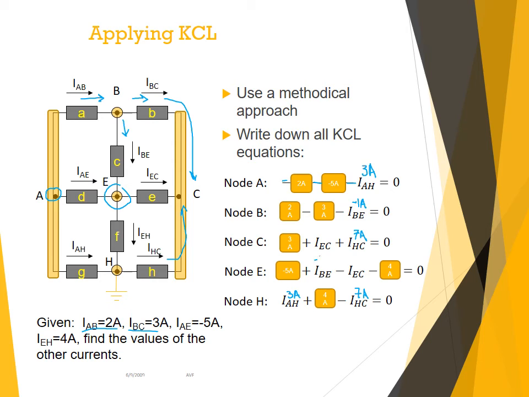So if you notice, I have node C and node E. The only unknown is IEC. And you would expect that both equations will give you the same value for IEC, and this is a way to check your work. If I look at the equation from node C, 3 plus 7 is 10, so IEC is minus 10 amps. Let's see if I get the same thing from the equation in node E. Minus 5 minus 1 is equal to minus 6. Minus 4 is equal to minus 10. Minus 10 minus IEC is equal to 0, so IEC is equal to minus 10 amps.